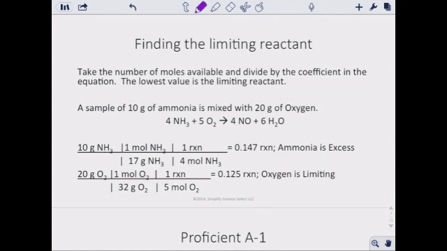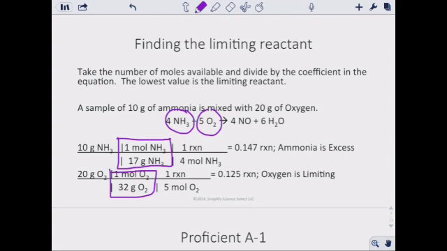It says a sample of 10 grams of ammonia is mixed with 20 grams of oxygen. When we're looking at this, we first have to get them into moles by dividing by the molar mass because they're both in grams. Remember, anytime we see grams, we have to write the molar mass. And then in one reaction, it requires 4 moles of ammonia. In one reaction, it requires 5 moles of O2. And this will show us how many reactions can take place.